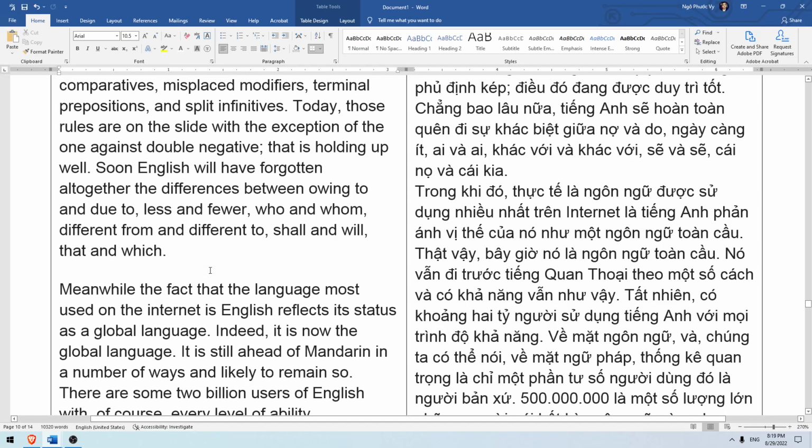Soon English will have forgotten altogether the differences between owing to and due to, less and fewer, who and whom, different from and different to, shall and will, that and which.